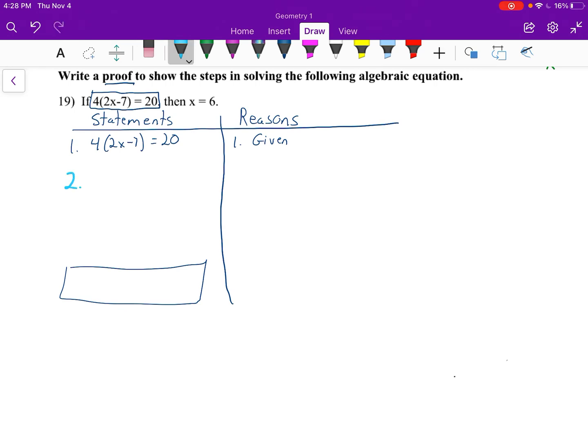So how do we solve this equation? Well, we would start by distributing. So we would have 8x minus 28 equals 20. We can write that step because of the distributive property.